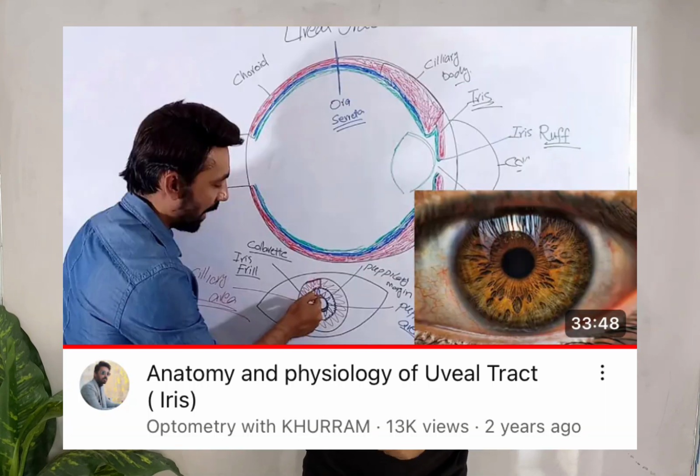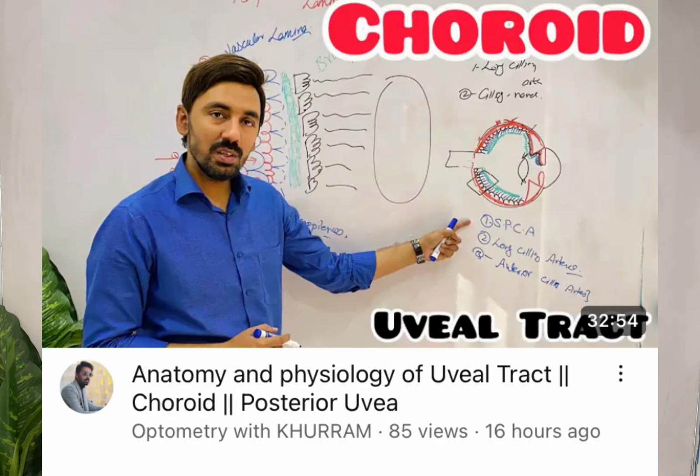And finally, we have the last lecture on the uveal tract. We have discussed the anterior-most part of the uveal tract, which is called the iris, its anatomy and physiology, and we have discussed the last and posterior part of the uveal tract, which is called the choroid. And finally, we are going to learn about the intermediate part of the uveal tract, which is called the ciliary body.